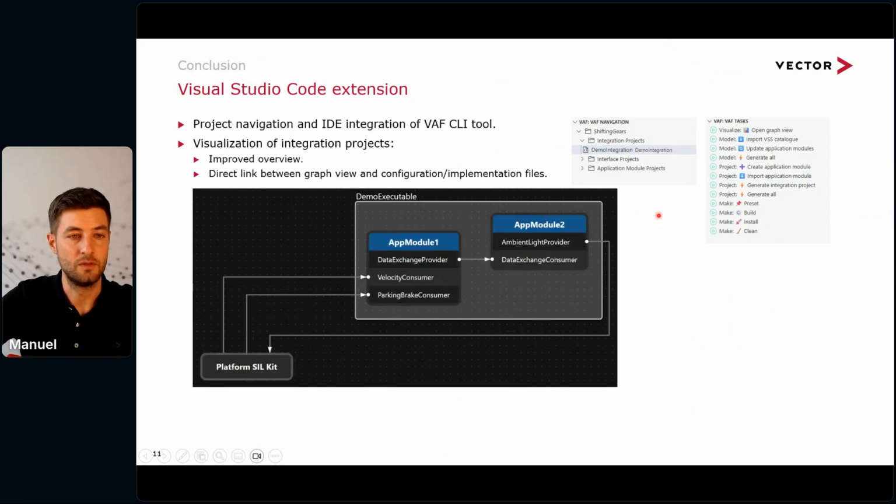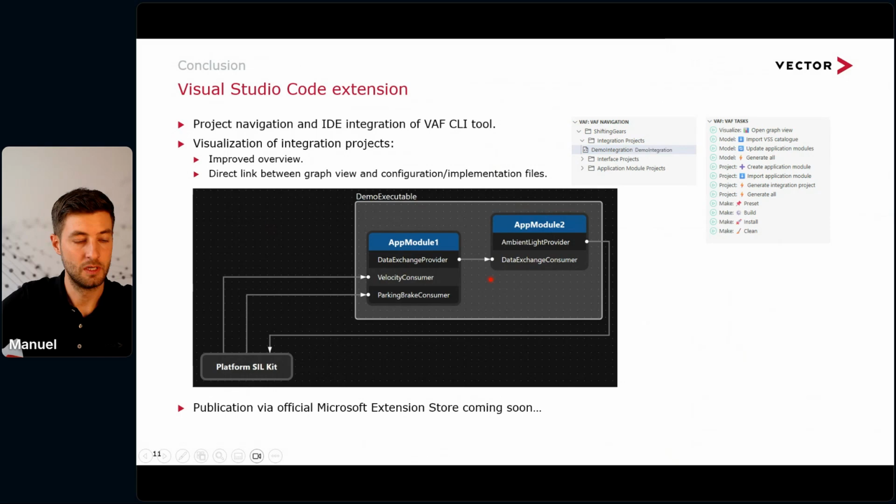And the second nice feature of this VS Code extension is the visualization of integration projects. So, for example, here on our demo use case, you get rendered figures like this one, the demo executable with the app module 1 and 2, the different rows, arrows indicating the relation. And also from here, we have directly a link to the corresponding config as code and implementation files. This one is in the pipeline and soon to be published via the Microsoft Extension Store for VS Code.